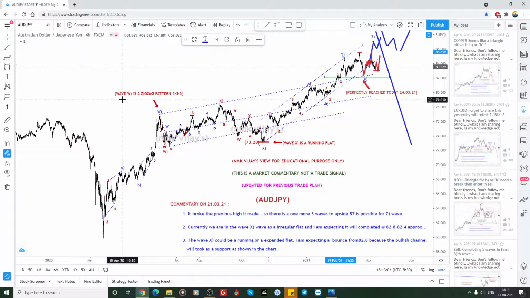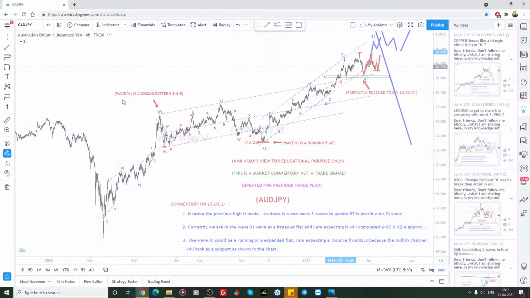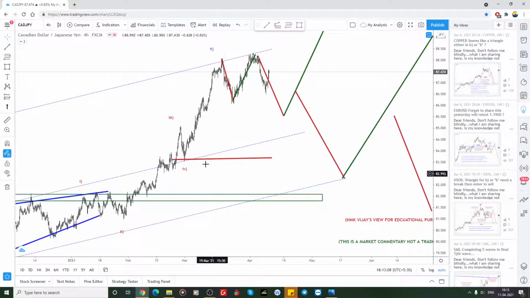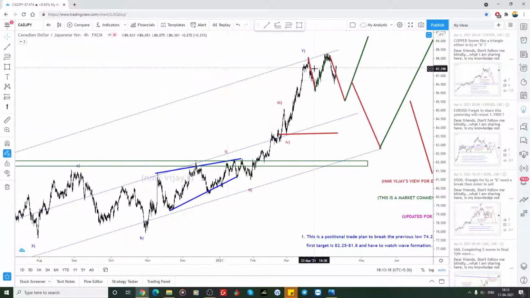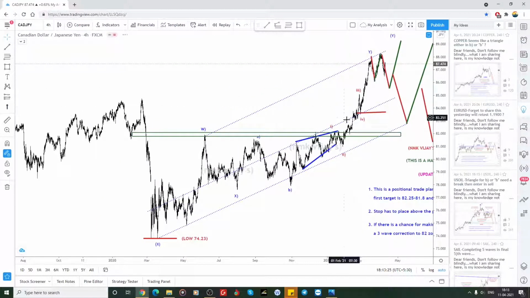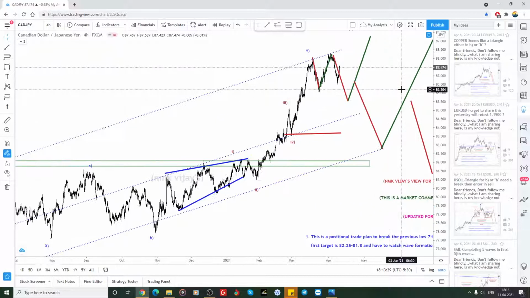So next is CAD JPY. That is the same, no change here. It has already broken the high. So whether it is the end of that X as of now, like how I explained in AJ, like that in CJ also. Otherwise it is going to make complex corrections that we can't explain here. That's it, simple. As of now everything is in correction.